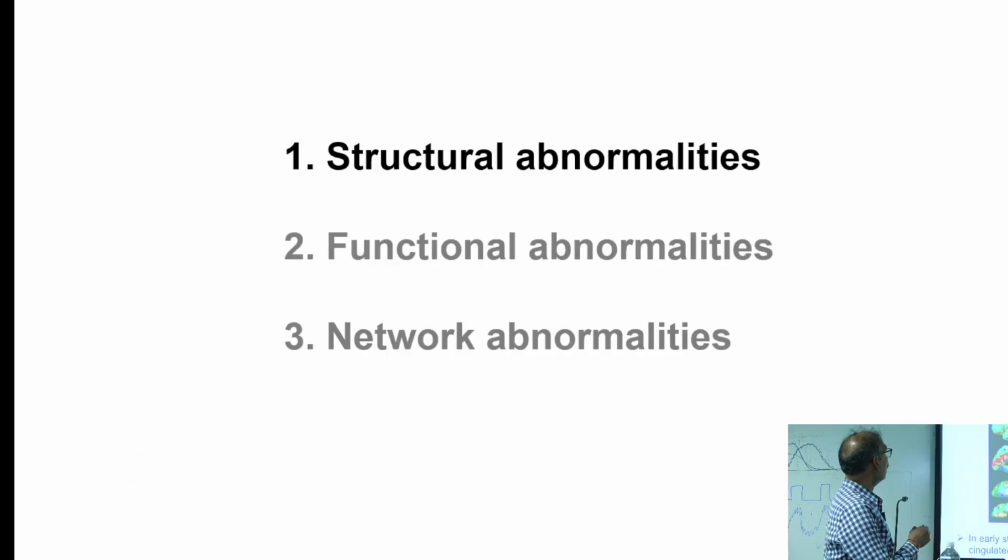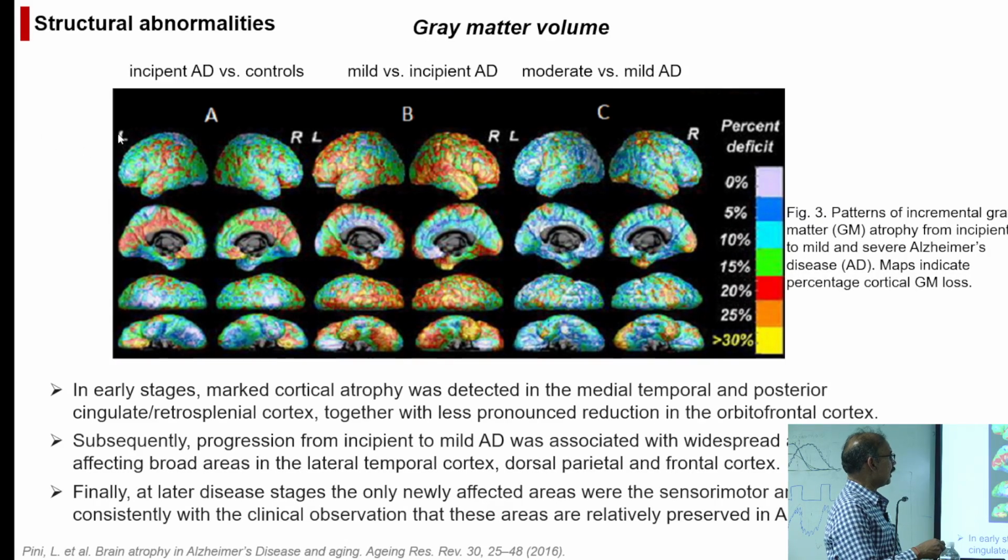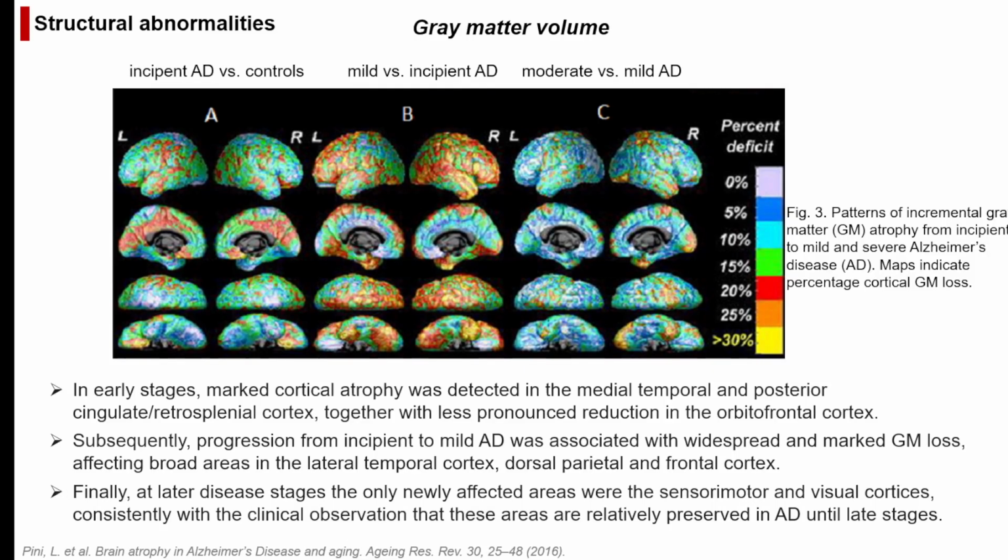This is one of the earlier papers, where they looked at structural abnormalities, mostly in gray matter volume, between AD versus control, then mild versus AD and moderate versus mild AD, showing different regions that get affected from the gray matter volume point of view. Basically, it says that in early stages, marked cortical atrophy was detected in the medial temporal and posterior cingulate retrosplenial cortex, together with a less pronounced reduction in the orbitofrontal cortex. Also, progression from incipient to mild was associated with widespread and marked gray matter loss, affecting broad areas in the lateral temporal cortex, dorsoparietal, and frontal cortex.